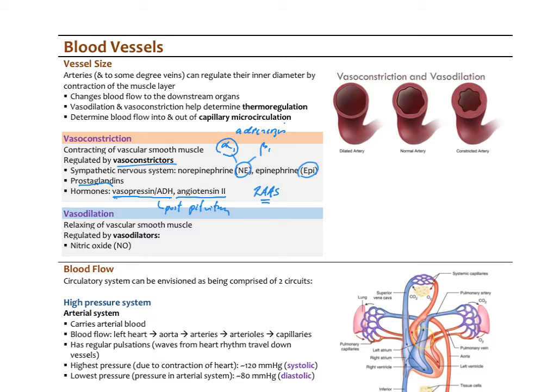vasoconstrictors. Vasodilators, on the other hand, would be any agent that's going to relax smooth muscle. Unfortunately, the parasympathetic nervous system, the data so far suggests that it doesn't innervate the blood vessels as much as the sympathetics, and so acetylcholine and all that doesn't seem to be very vasodilating. There are some exceptions in the lungs, for example. There are some effects of vasoconstriction actually from acetylcholine, but I won't go into that here.